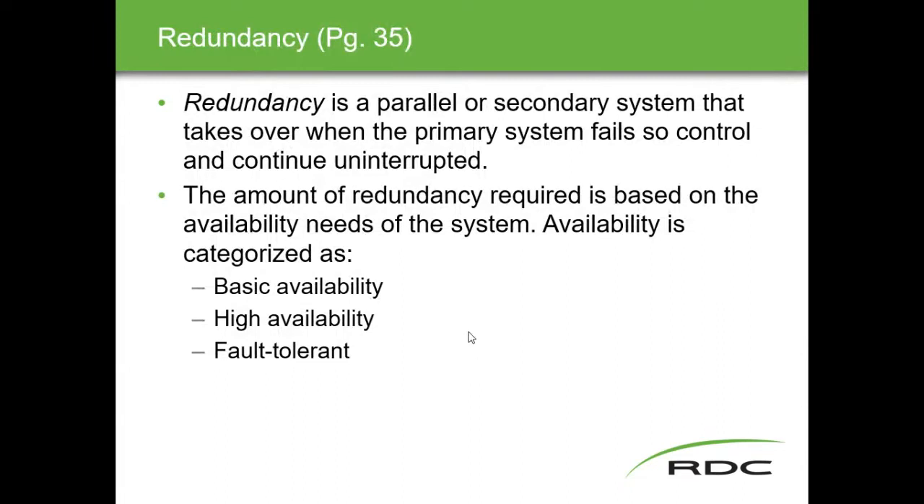Okay, redundancy is a parallel or secondary system that takes over when the primary system fails, so that control continues uninterrupted. The amount of redundancy is based on the availability needs of the system. So how important is it to you to have redundancy? We define that in the ILM in terms of basic availability, high availability, and fault tolerance.